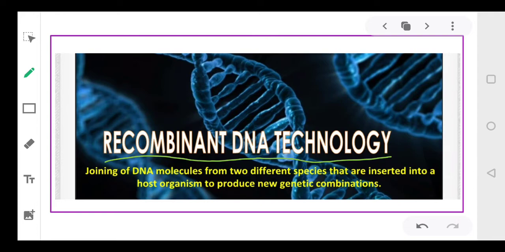Now recombinant DNA technology basically, students, involves joining of 2 DNA molecules from 2 different species. That is, suppose there is an organism A, there is an organism B. So there will be DNA from these 2 organisms, right?